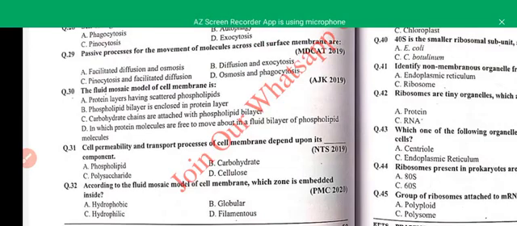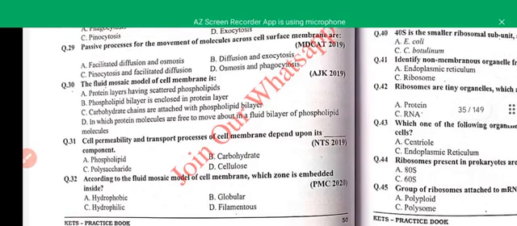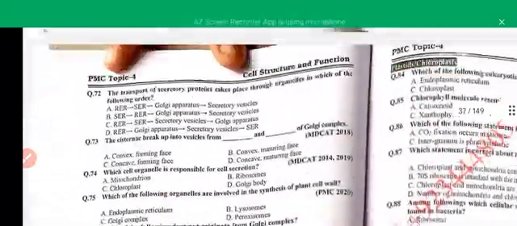Then, cell permeability and transport process of the cell membrane depend upon its components: phospholipids, polysaccharides, cellulose, or carbohydrates. Cell permeability and transport process of the cell membrane depend upon phospholipids. Question 31, the option is best, phospholipids.